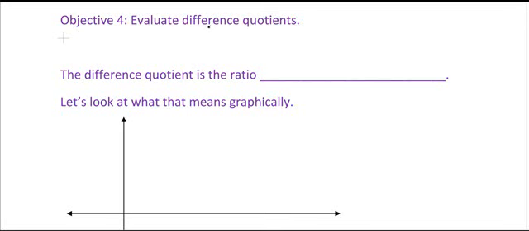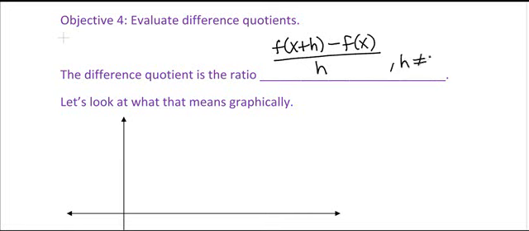So first let me define what the difference quotient is. It is the ratio that we write in this manner: f of x plus h minus f of x, all over h. You're thinking, what in the world is that? And of course, h cannot be 0 for that to be defined.